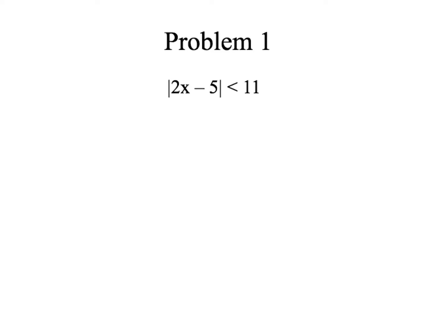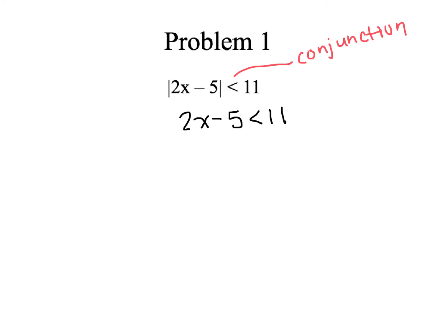First problem is the absolute value of 2x minus 5 is less than 11. Okay, the less than tells me that it's a conjunction. So I'm going to go back and look at my conjunction steps. So we already looked to see, it was already isolated. So now step 2, copy the basic inequality without the absolute value brackets. So 2x minus 5 is less than 11. And then I'm going to copy it and negate it.